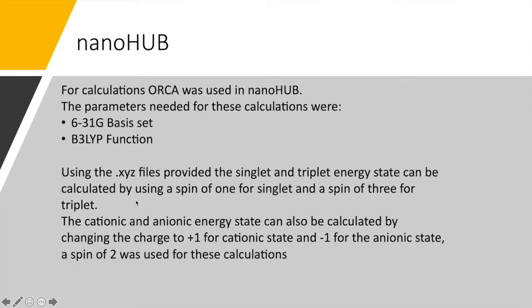You can also calculate the cationic and anionic energy state by using a charge of +1 for the cationic state and -1 for the anionic state. I used a spin of 2 for both these calculations.